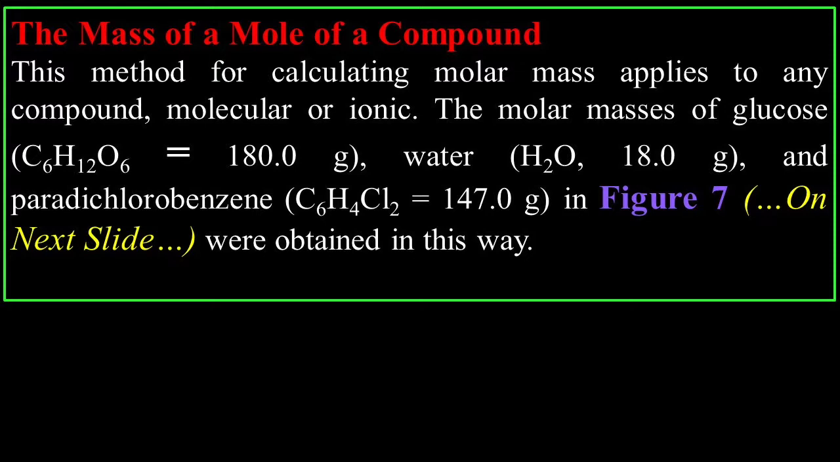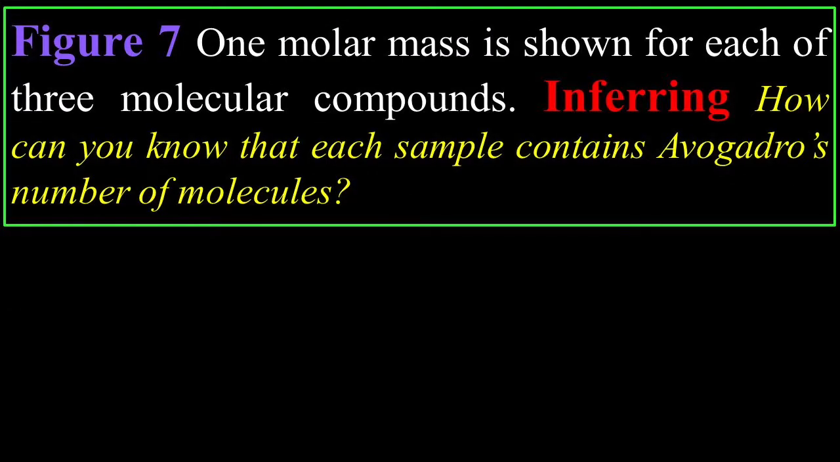The molar mass of glucose, C6H12O6, is 180 grams, water 18 grams, and para-dichlorobenzene, C6H4Cl2, is 147 grams. In figure 7 on the next slides, these were obtained in this way. 1 molar mass is shown for each of the 3 molecular compounds.